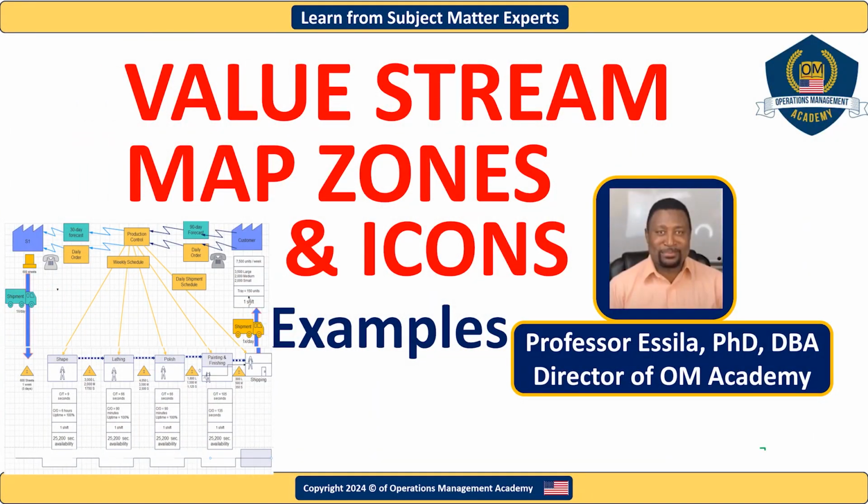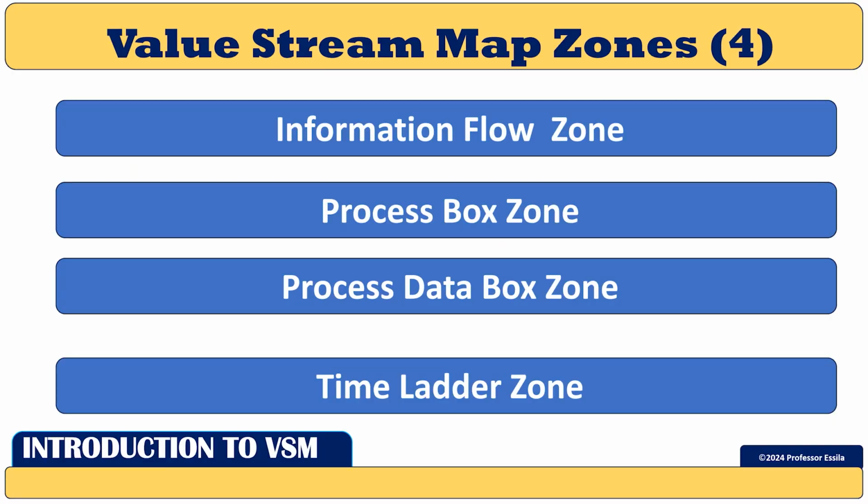In today's session, we will advance our understanding of how to interpret a value stream map, focusing on the zones of a value stream map. Let's begin our exploration. A value stream map has 4 zones arranged vertically, as you can see here. So here you have the information zone right at the top, followed by the process zone and the process data box zone here, and finally the time ladder zone.